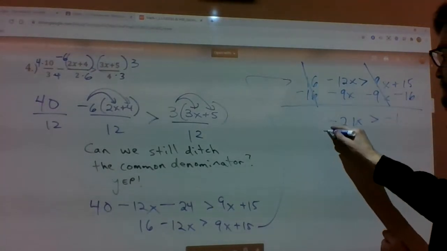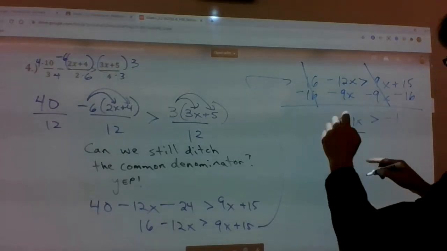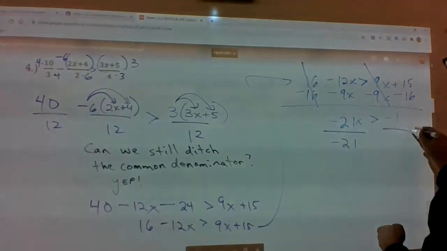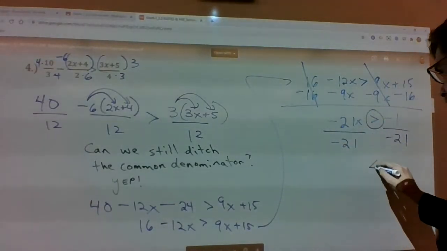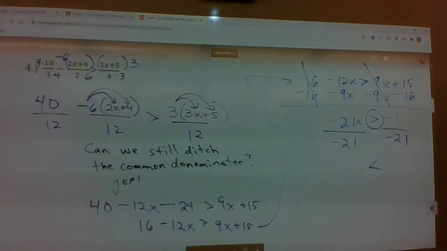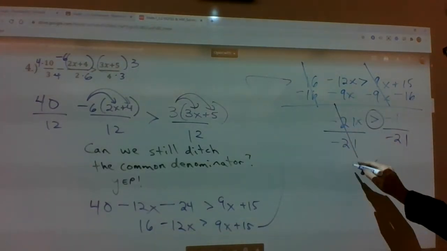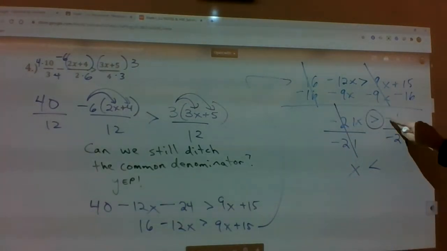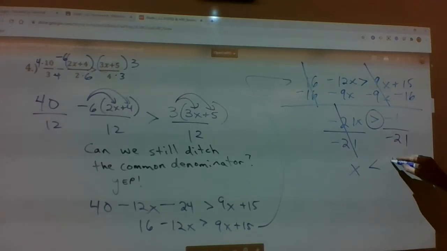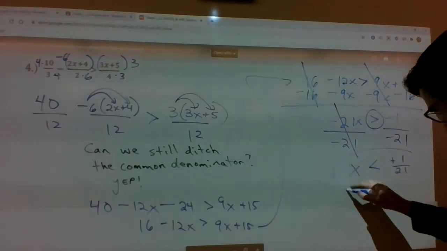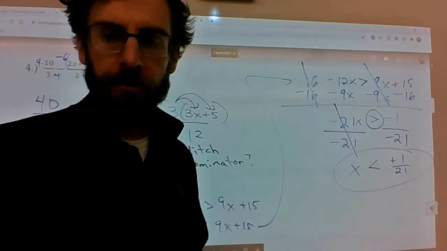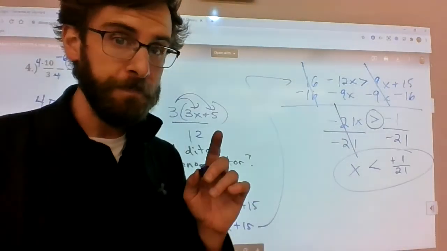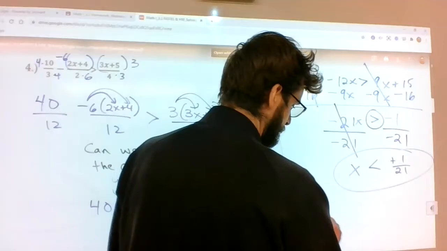Awesome. Now divide by, alert, negative, negative. You're dividing by negatives on both sides. You gotta flip it, you gotta flip it. Make it less than now. So you've divided it so that it's x on the left. A negative divided by a negative is a positive 1/21. That's my solution. It's all the numbers that are smaller than 1 over 21, which, here's how you graph that.